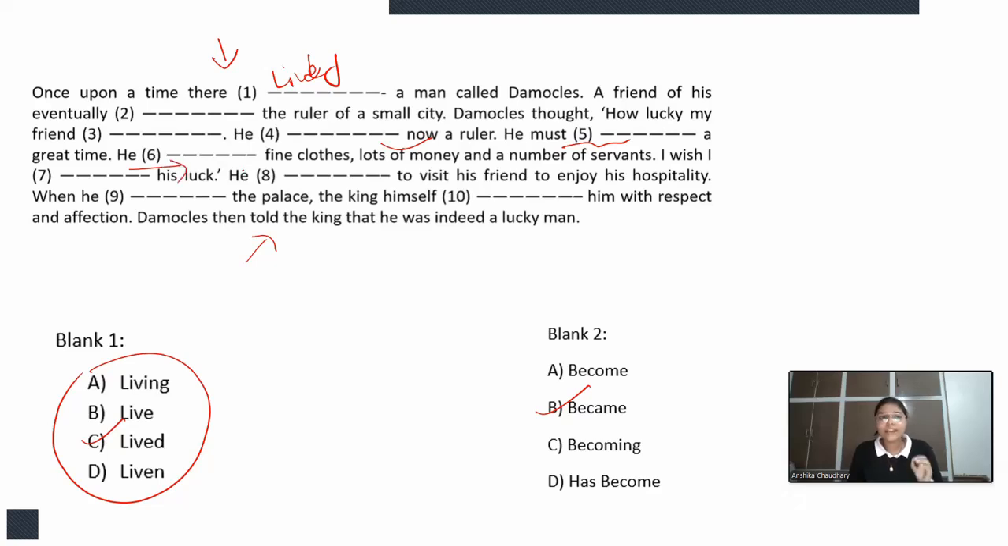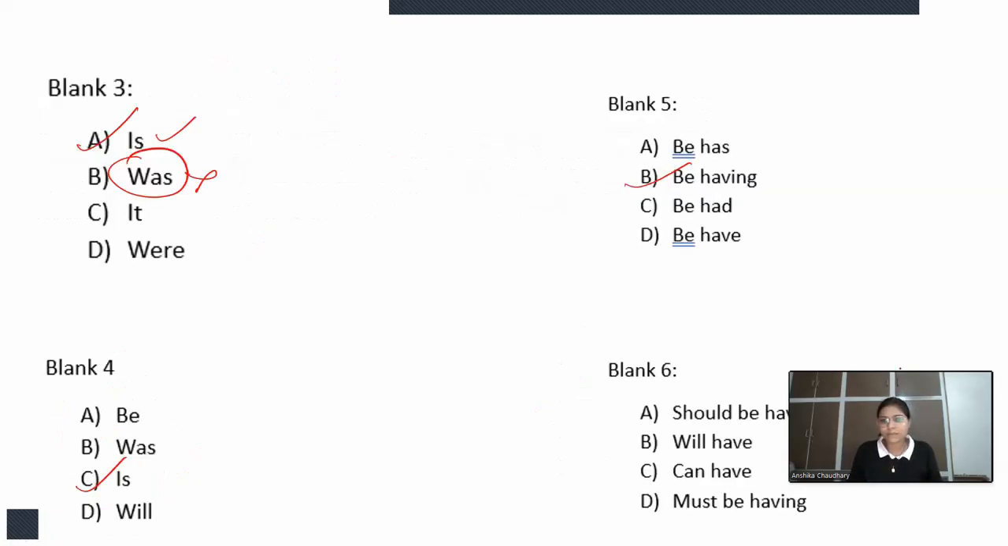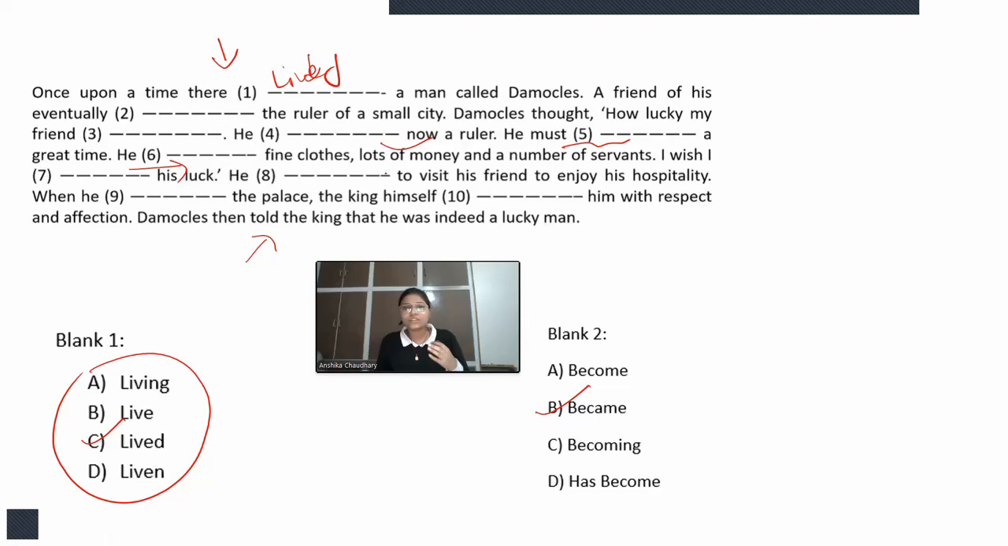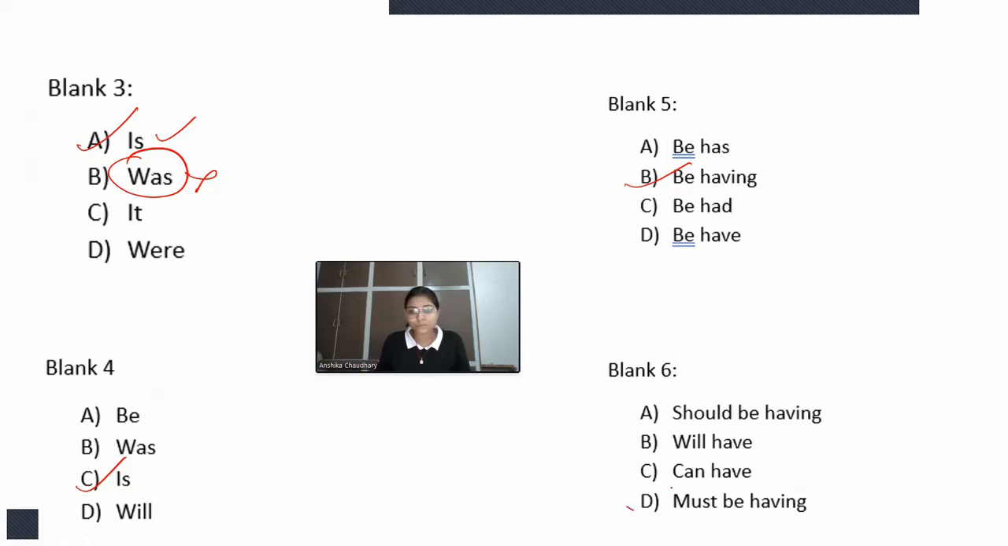Now moving forward, he fine clothes. For the sixth blank, the options available are should be having, will have, can have, must be having. As we are talking about his friend's rulership, he must be having a great time. He must be having fine clothes, lots of money, and a number of servants. So for the sixth blank, we will be using must be having. He must be having fine clothes, good money, and servants, etc.